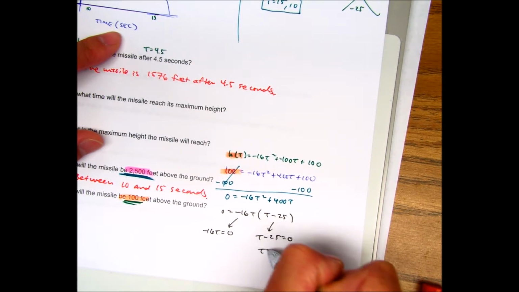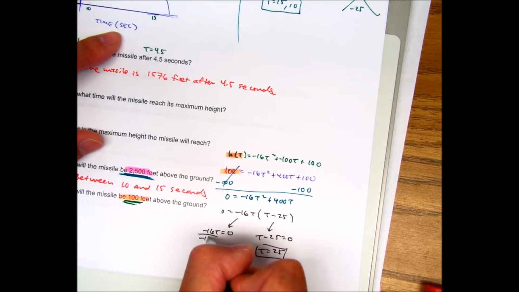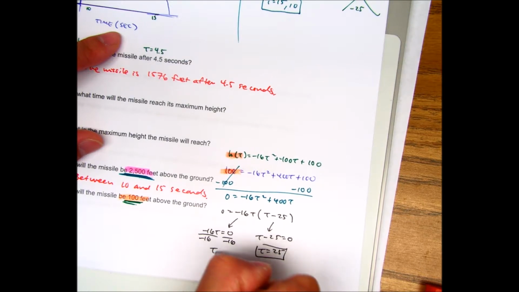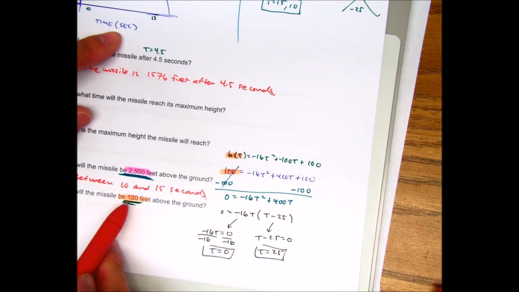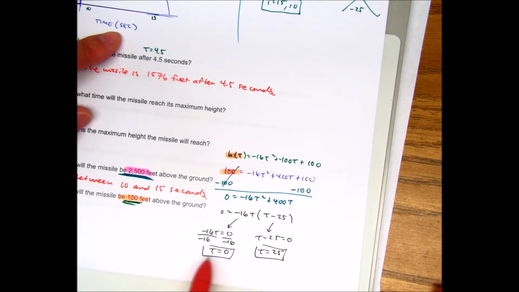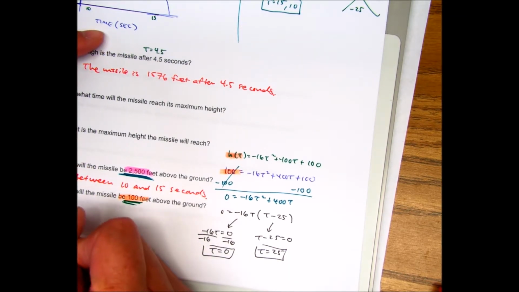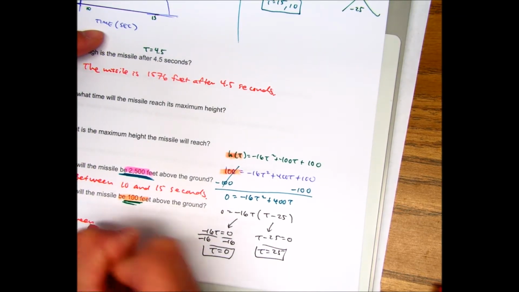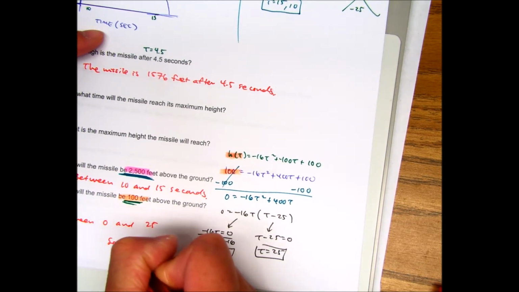So this becomes t equals 25. This one you divide both sides by negative 16. And t equals 0. So when will the missile be above 100 feet above the ground? For a very long time, isn't it? Even at t equals 0. So between 0 and 25 seconds.